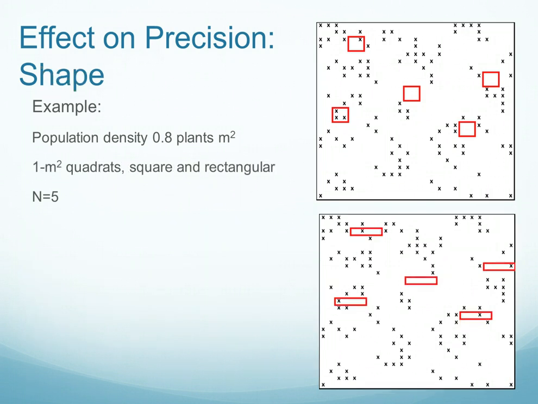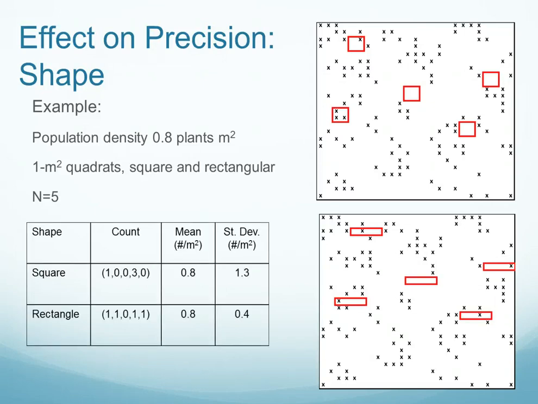Let's now look at the effect of shape, changing the shape on the precision. In this case, we're keeping the size the same, 1 meter squared quadrats, but we're simply elongating them. And again, what we see is that we go from a situation where we have several more empty quadrats than those that have any plants in them, to having more that have plants included inside. And this reduces the standard deviation from 1.3 to 0.4 plants per meter squared. So we've increased the precision.